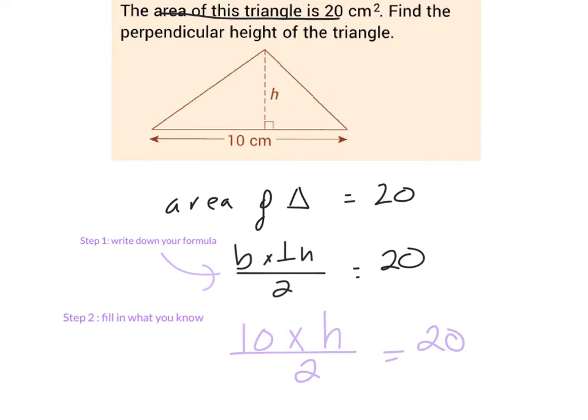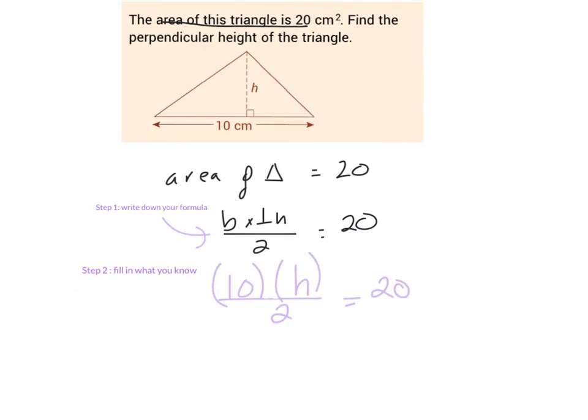Now, it's always good practice not to have your multiplication sign there, so I might do my brackets. So 10 multiplied by h all over 2 equals 20. So step 1, write down your formula. Step 2, fill in what you know. And step 3 is solve for the unknown. So the unknown in this case is h. I don't know what h is.